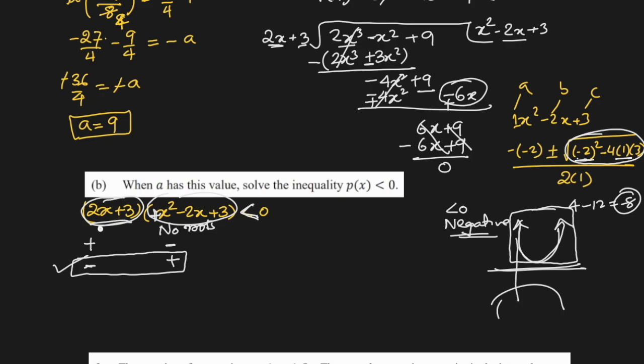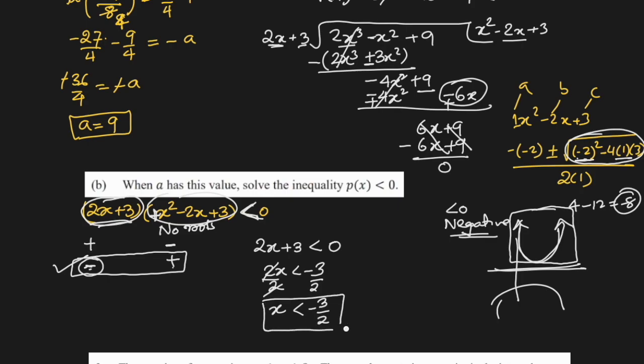That means 2x plus 3 is negative. Then only negative times positive will be less than 0, negative. So we'll do this, we are sure. 2x plus 3 is negative. That means 2x is less than minus 3. And if I divide both sides by positive 2, no change in sign. 2 and 2 cancel. x is less than negative 3 over 2. This is the solution of this inequality.